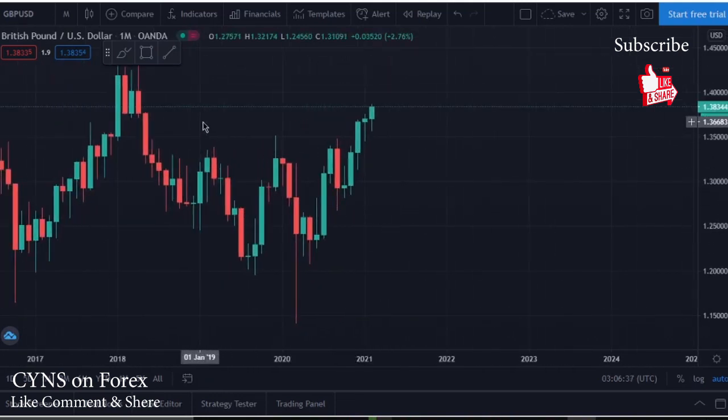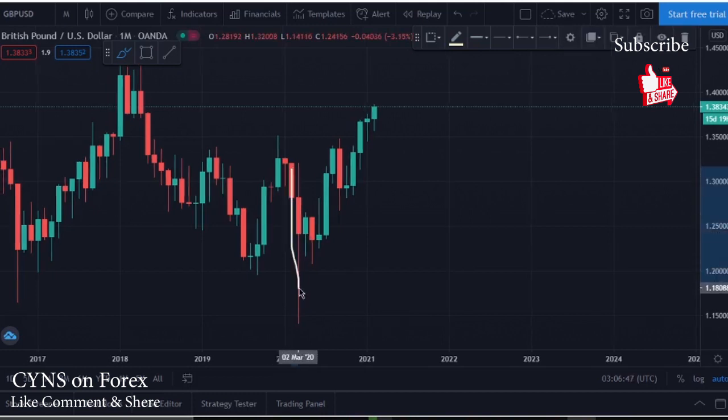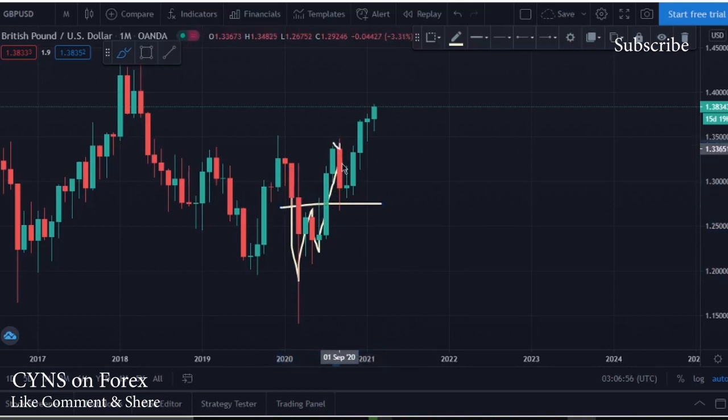Okay, let's jump into the chart. Starting from the monthly time frame, what can we see in the market? In the monthly time frame, the market first created this W formation. Generally speaking, after the creation of a W formation, the market moves to the downside, completing the W formation itself at the previous resistance, now turned support, before continuing to the upside.